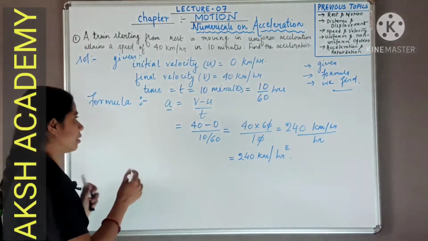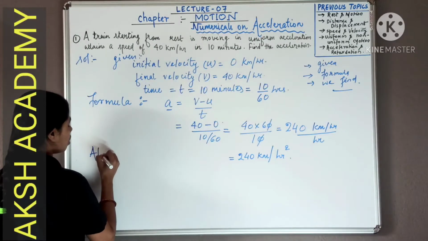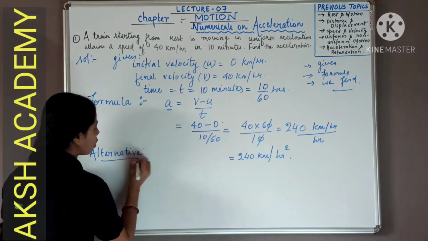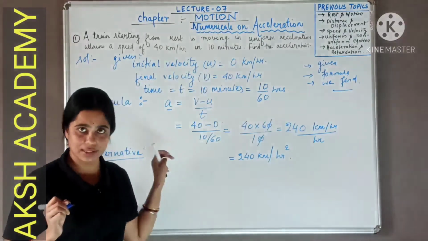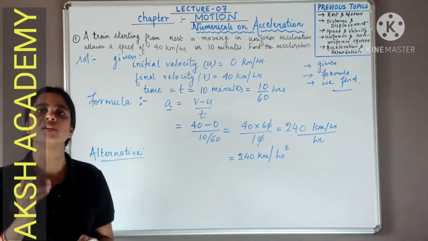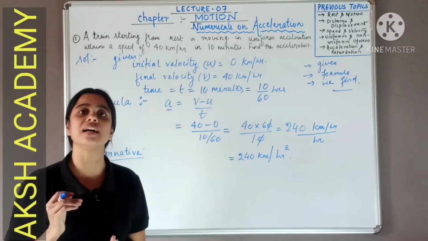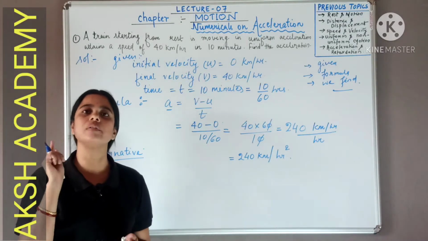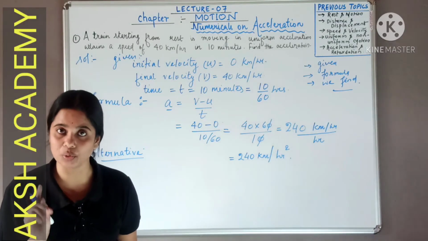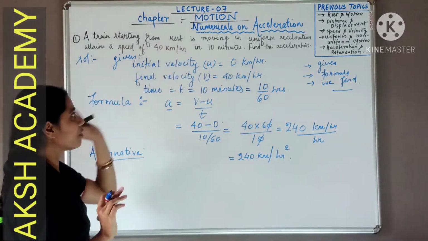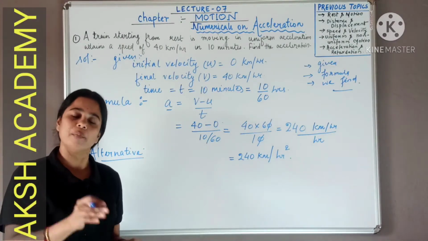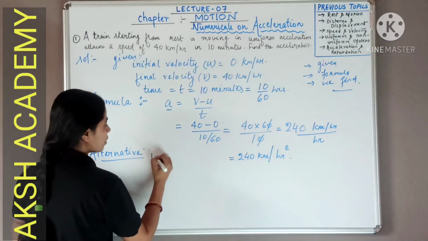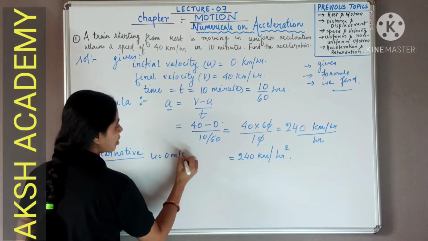Now the second method, which you can also follow while solving this, is changing the velocity and time into their SI units, because sometimes in the question it is asked to solve the acceleration in its SI unit. So first of all, initial velocity is 0 kilometer per hour. 0 kilometer per hour means 0 meter per second. So here u is equal to 0 meter per second.